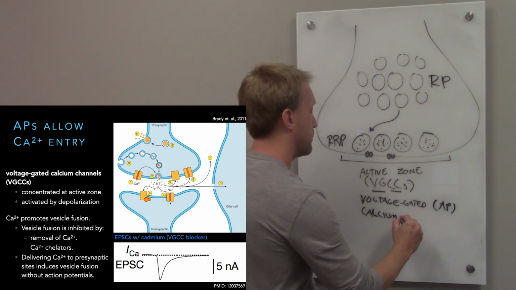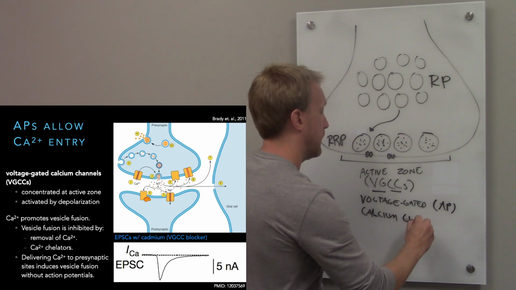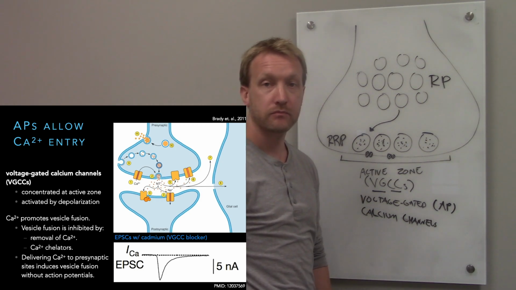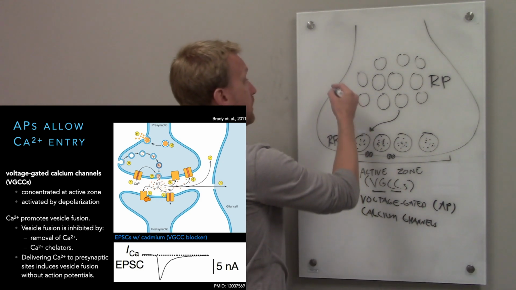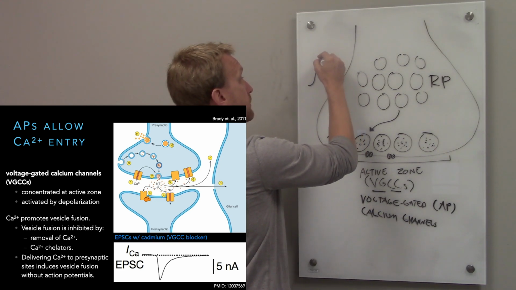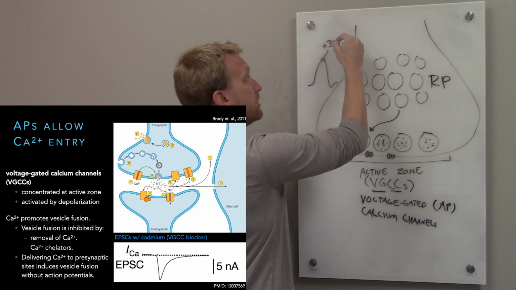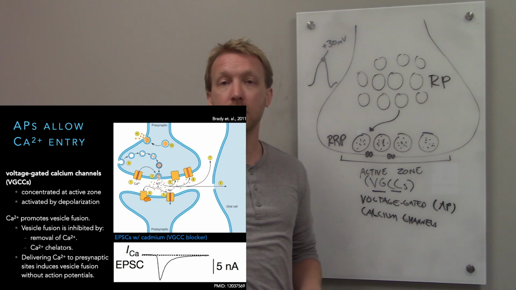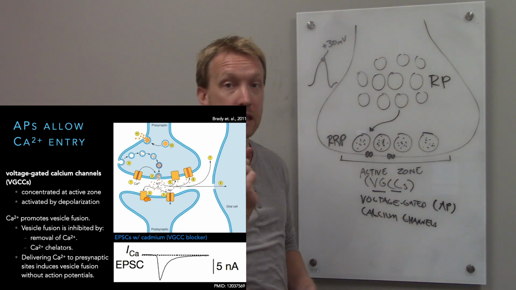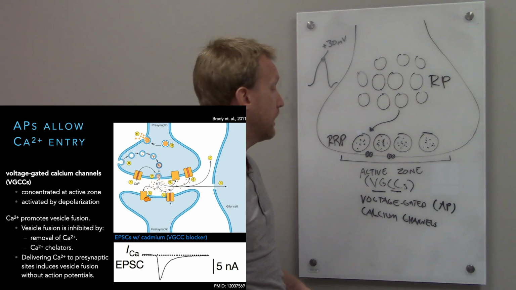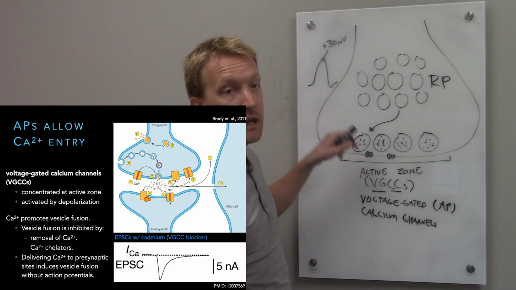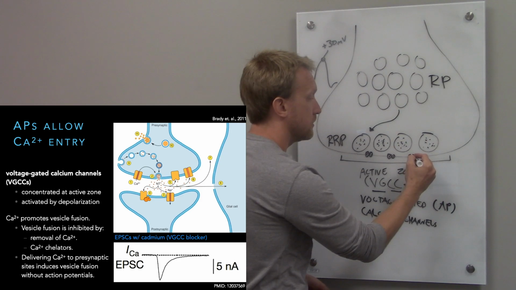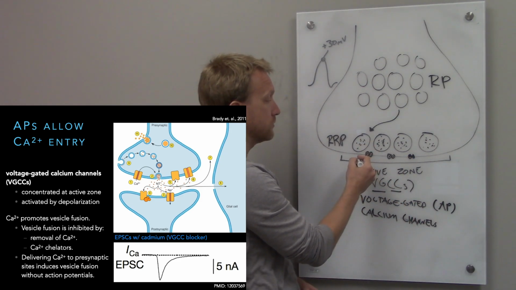Now you probably remember that calcium reverses at like a positive 125 millivolts or something like that, which is well above the spike of the action potential. So when the action potential arrives, that peak is somewhere about positive 30 millivolts. That means we have a full 75 millivolts of driving force to push calcium into the cell, and that is exactly what happens. When we depolarize, those voltage-gated calcium channels present at the active zone open up and calcium flows in.